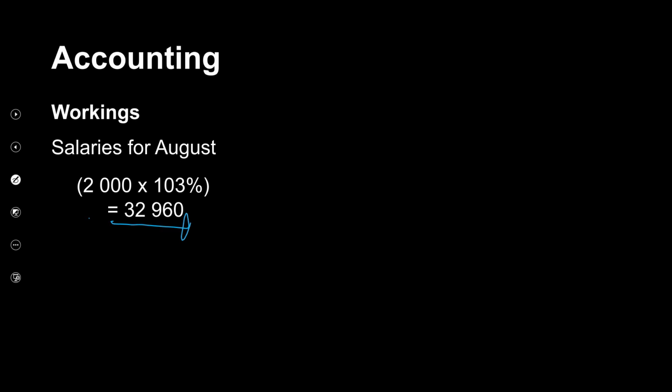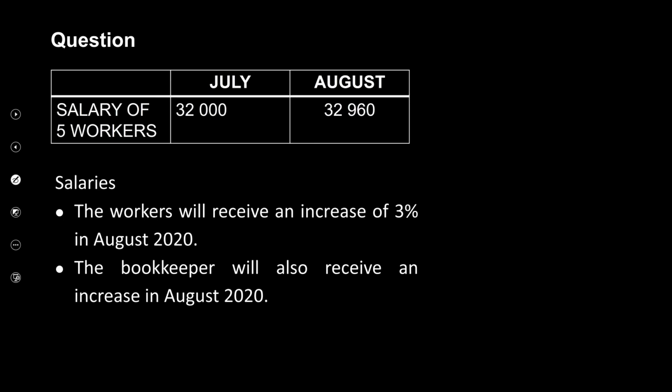32,960 will be the new figure. And therefore, here you can see that that was my old salary. Increase it by the amount of 3%, therefore giving you an increased figure of 32,960. Okay, next one.